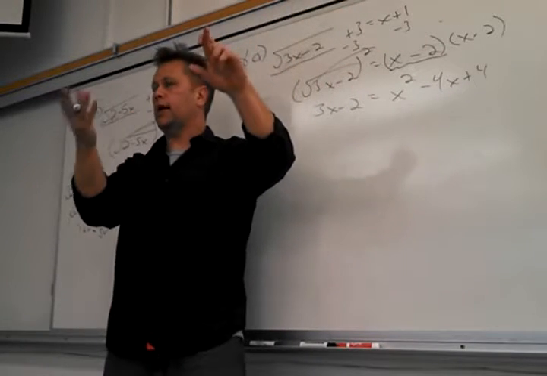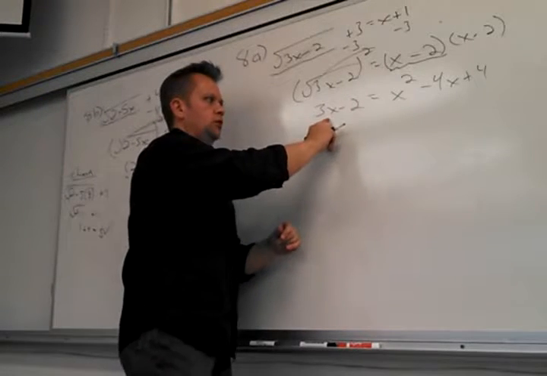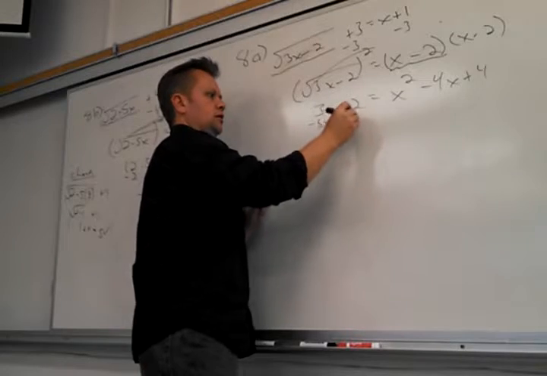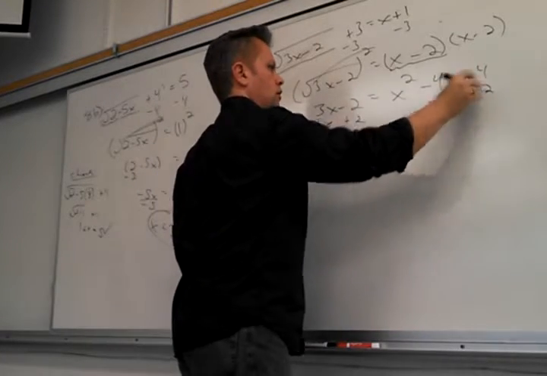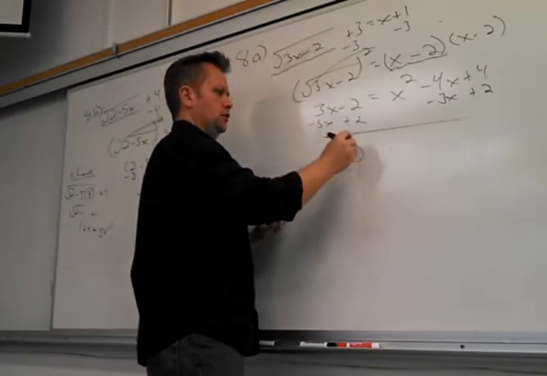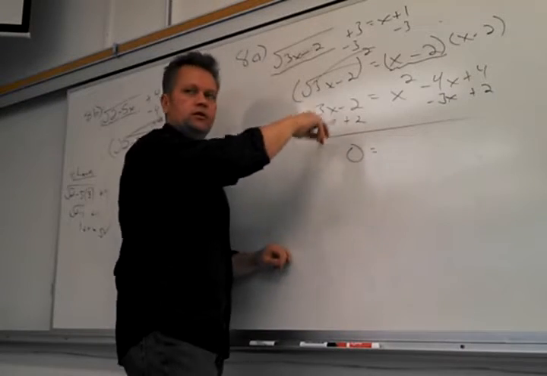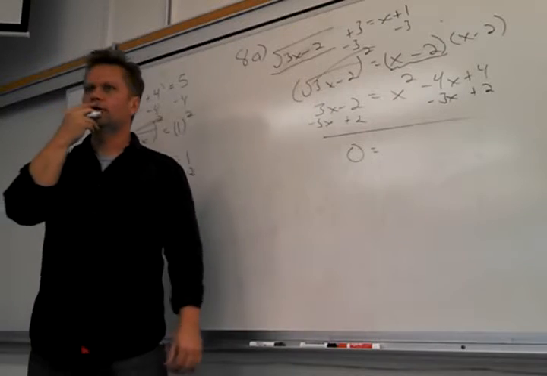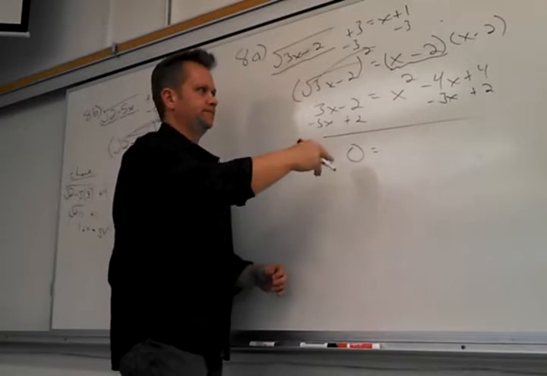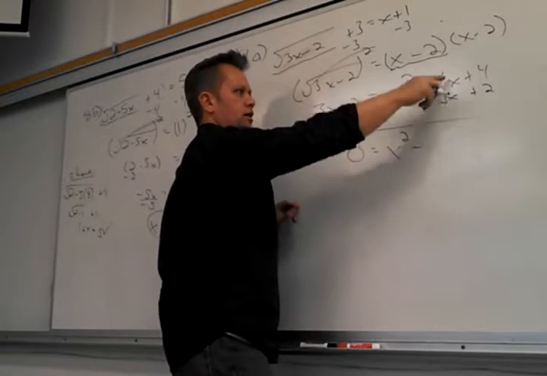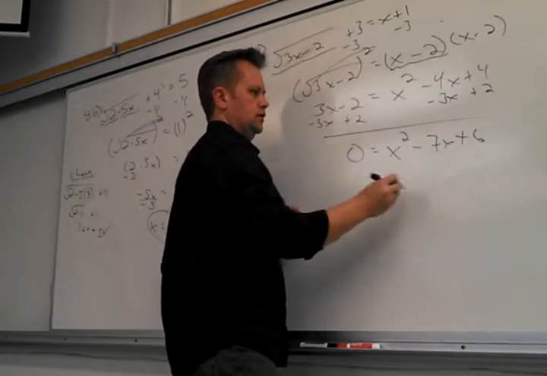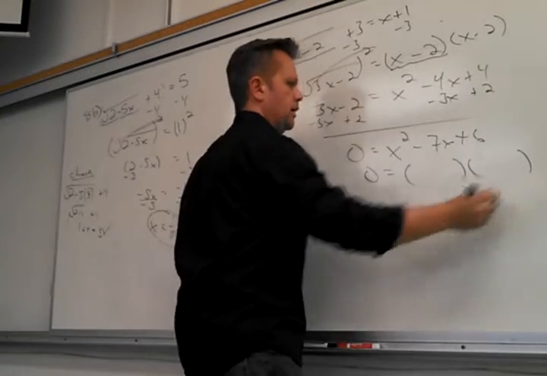That's going to happen. So then you would subtract 3x and add 2. On this side I get 0. I love when that side just sort of stops existing. Throw this side in a black hole. So x squared minus 7x plus 6. And then you factor that.